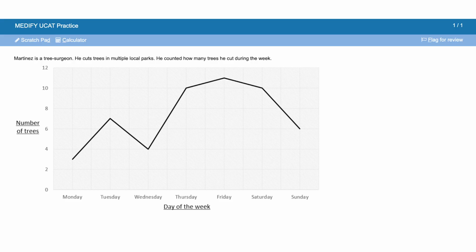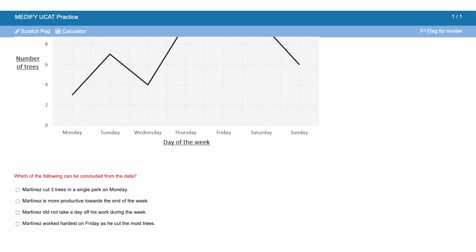Here you can see a graph and it's all about Martinez, who is a tree surgeon. He cuts trees in multiple local parks and he's counted how many trees he cut during the week. So on the y-axis you can see it says number of trees, and on the x-axis it says days of the week. So the question is, which of the following can be concluded from the data? And with this sort of question I would just recommend working through the options.